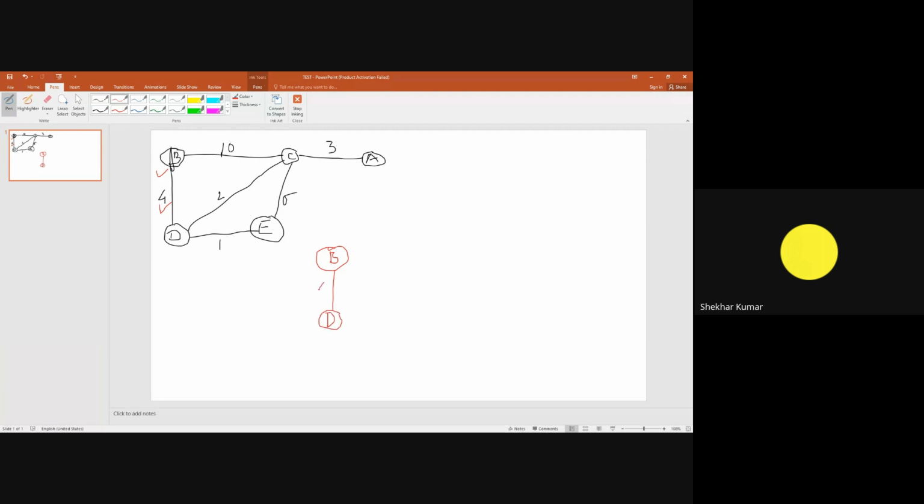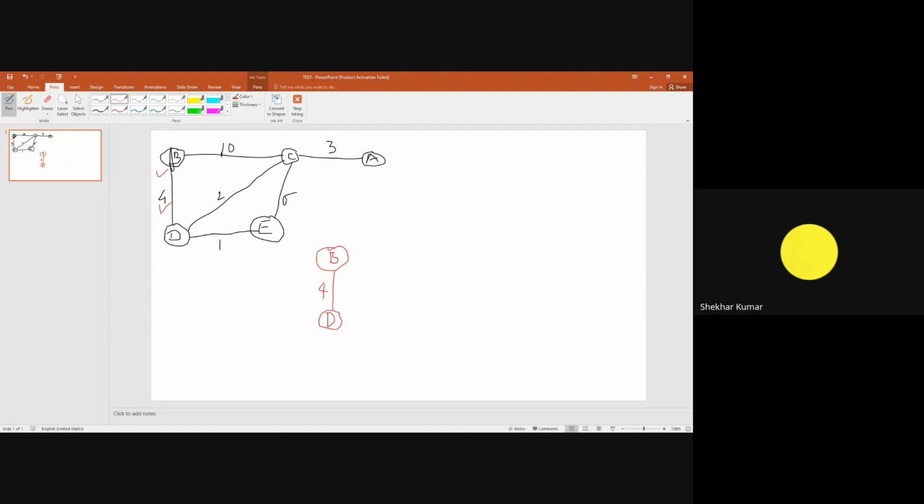In the first step, this edge is now selected in the graph, that is, the minimum spanning tree. Now again we will select the edge with minimum weight among all the others. Now we will select the next minimum. We have now two edges, B and D.